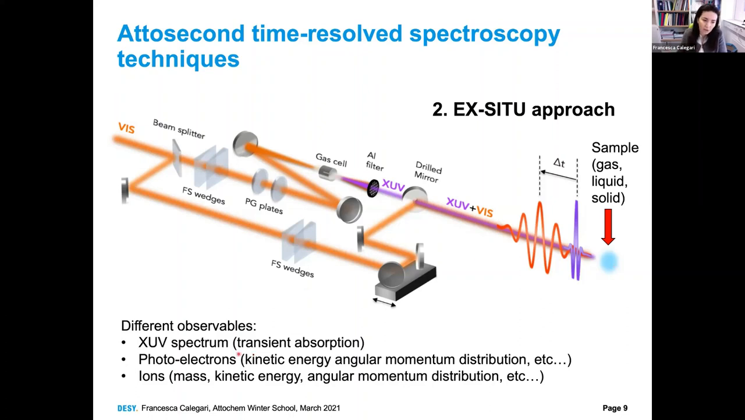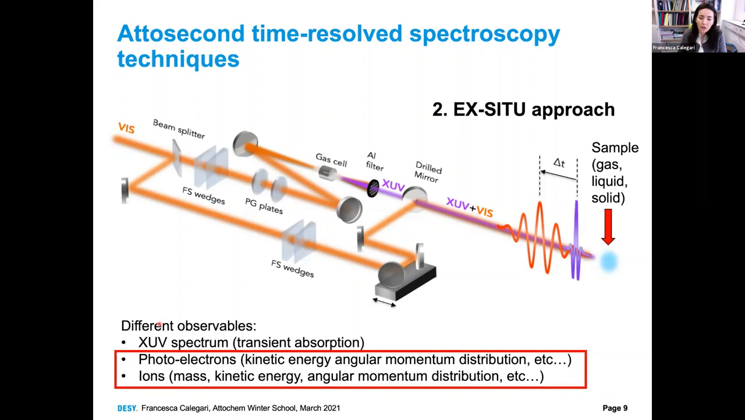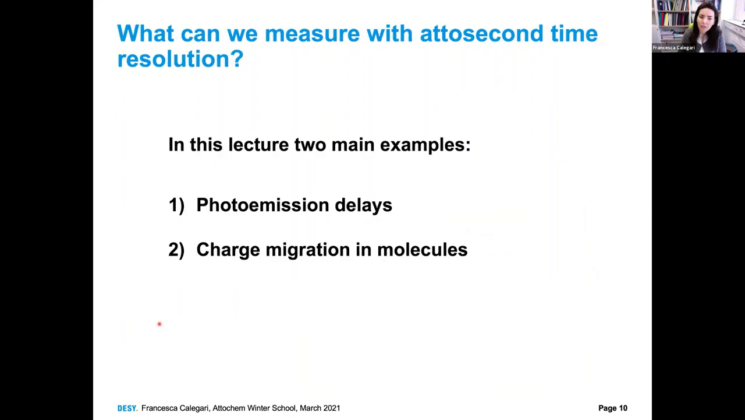As I said, I will not in the following focus on the transient absorption technique that you will have in the next lecture, but I will more specifically focus on the detection of charged particles as an observable for these attosecond time resolved methods. So I will try to provide two main examples of physical processes that only attosecond technology can address. The first example is photoemission delays.